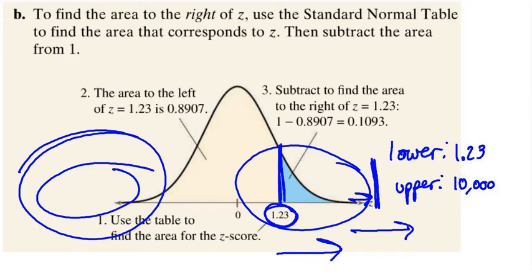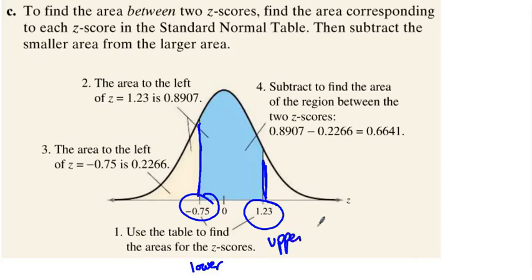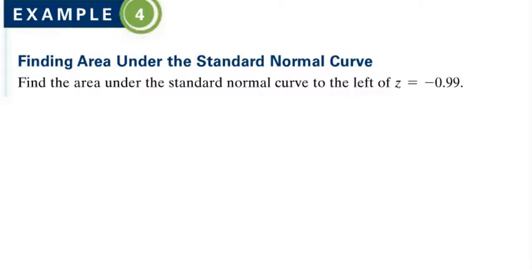Okay, so that is area to the right, and then area in between would look something like this. This is my lower boundary, so I put negative 0.75 for the lower, and this would be my upper, so I put in 1.23 for the upper. When I say put it in, I mean put it in normalcdf. All this stuff they're talking about right here is how to do it with the table. You can certainly read that and learn how to do it that way if you wish, but I recommend using the calculator as an easier way.